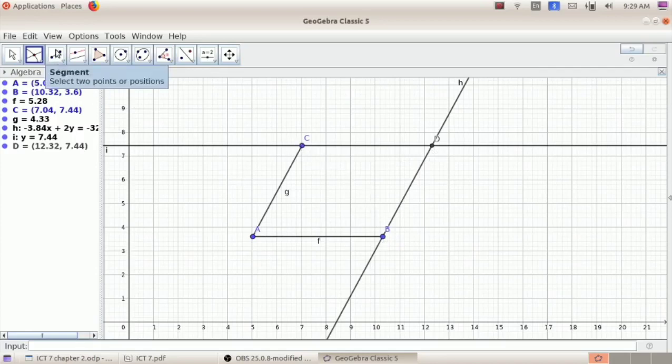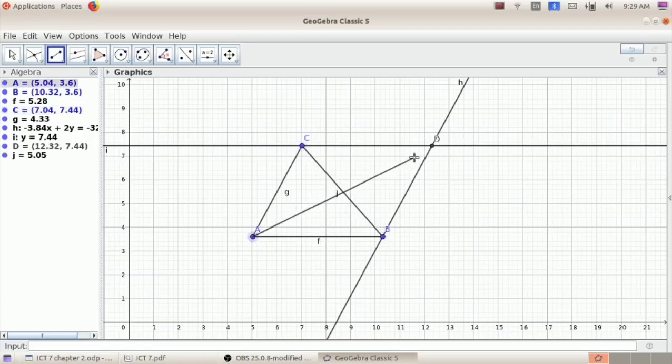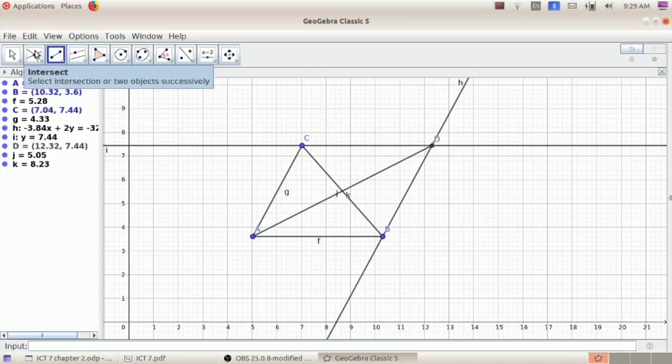For that, select the segment tool. Click on this point C, then click on this point B. Now click on A, then click on D. So we got the diagonals of the parallelogram. Now we have to find the intersection point of the diagonals. So select the intersect tool. Click on first diagonal. Click on second diagonal. So we got the intersection point of these two diagonals.